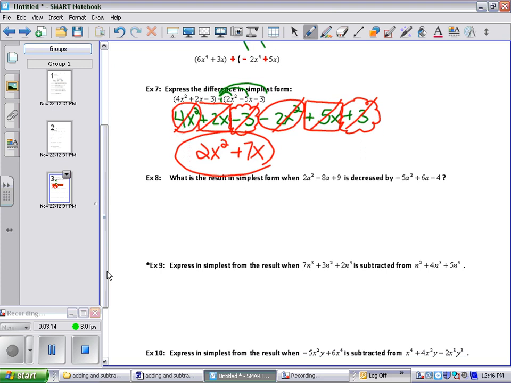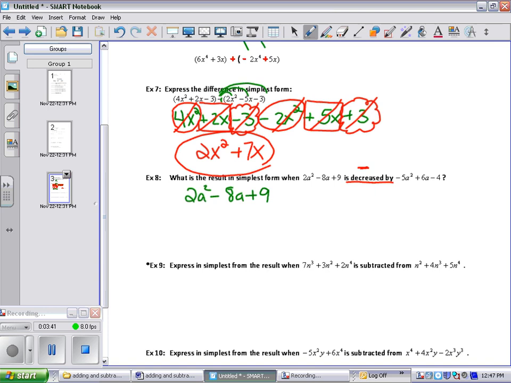Number 8 says it's decreased by. We know decrease by means to subtract. We know when we're subtracting polynomials, we have to change signs of the second one. So let's go ahead and write down the first one: 2a squared minus 8a plus 9. And all I did was write that down because we never touched the first one. It's always the second one that we have to change.